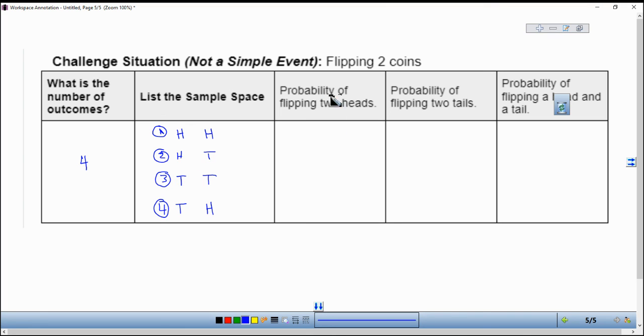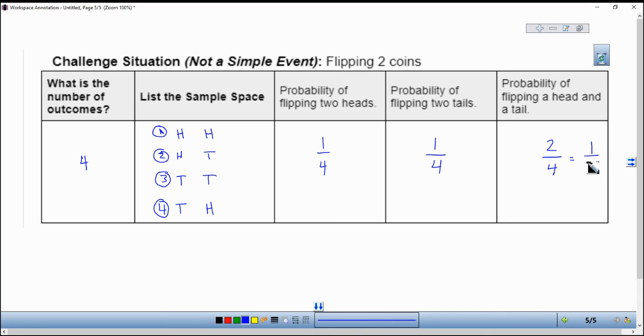So if we look at these possible outcomes, what is the probability of flipping 2 heads? Well, we have 1 chance of getting 2 heads out of 4. What are the chances of flipping 2 tails? Flip 2 tails, you get one outcome out of 4. Last but not least, probability of flipping a head and a tail. There are 2 outcomes out of 4, which is equivalent to 1/2.